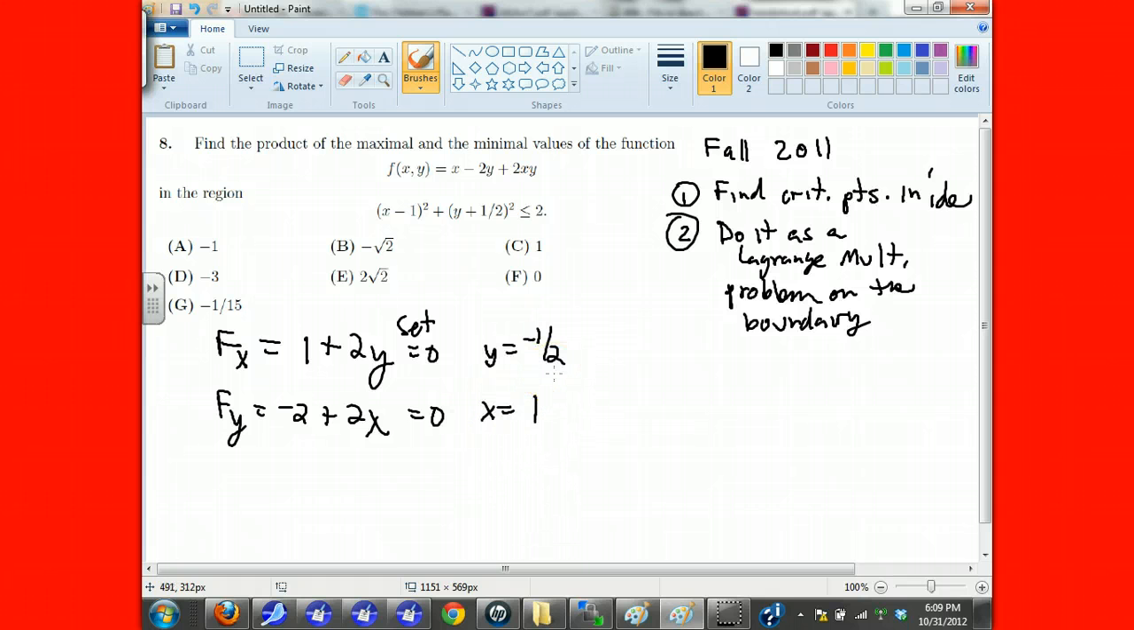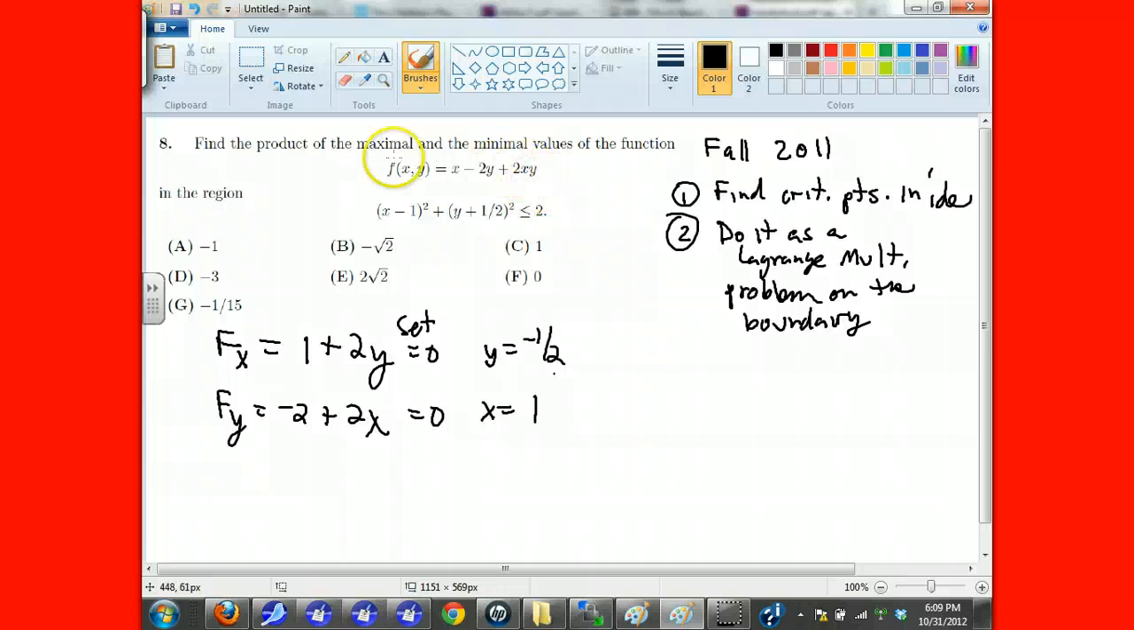Okay, so it's a possibility. It's a candidate. It's inside the region. It solves the less than part inside the circle. And now we go for the boundary of the circle, and so we treat the equals to as the g function, the constraint function.